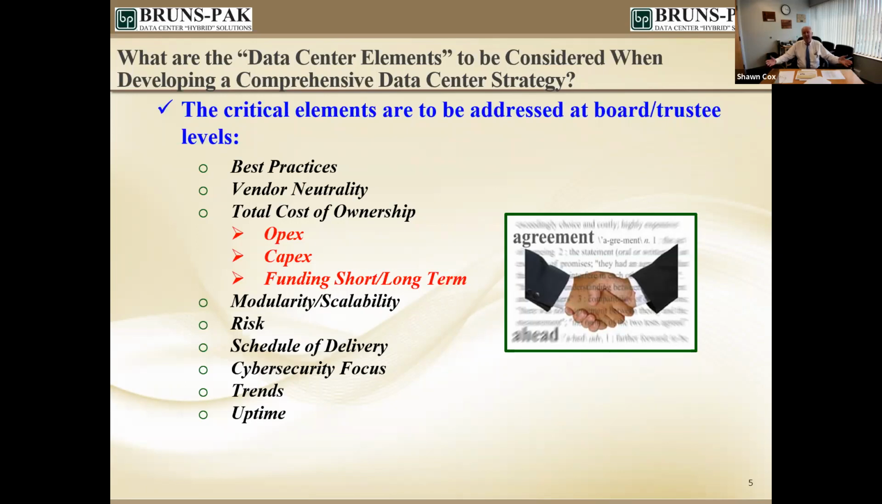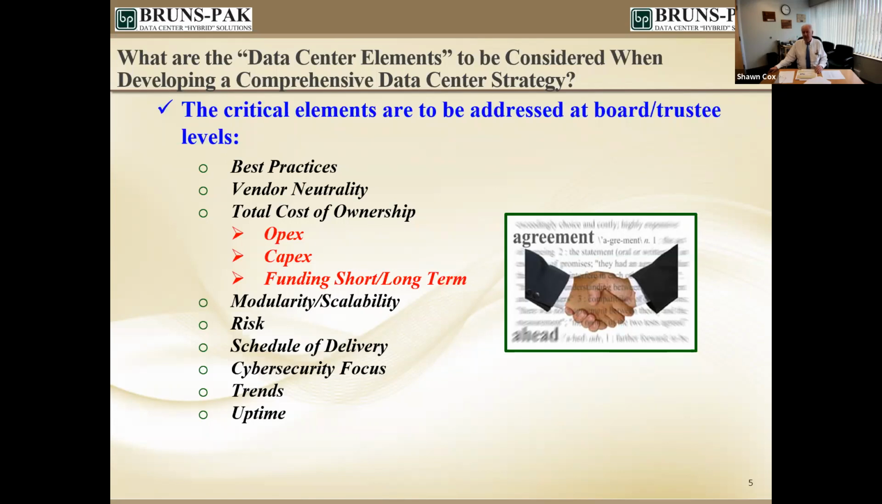I want the modularity and scalability because, by the way, my business might change. I might have more and more less critical information that I could spin to the cloud right off the bat. I want to be able to take advantage of that. I want to minimize my risk. This is key: the schedule of delivery. When can I have this and how can I deliver it?